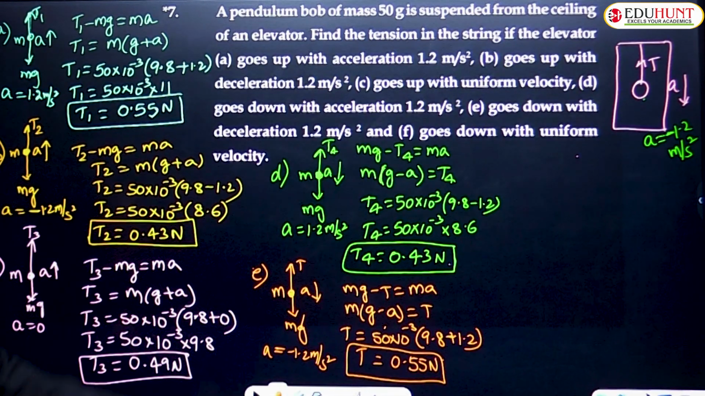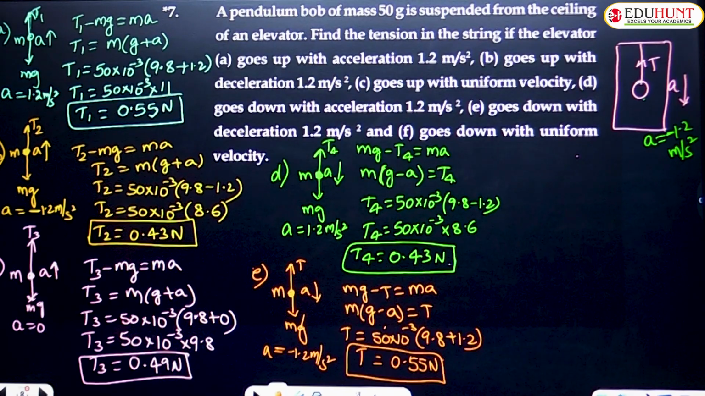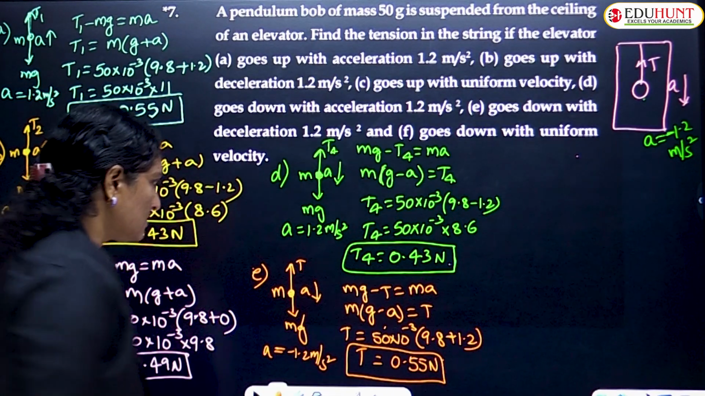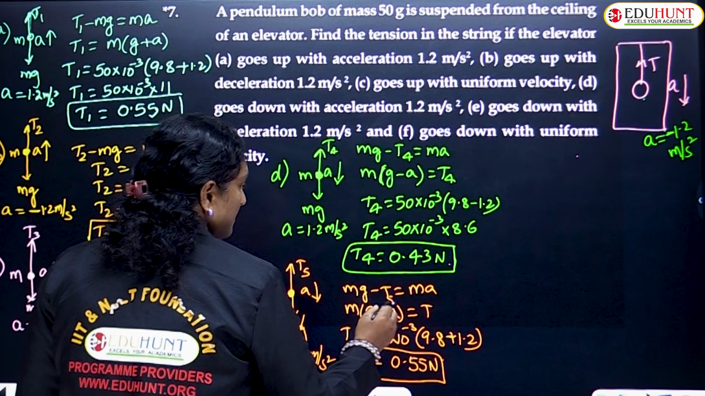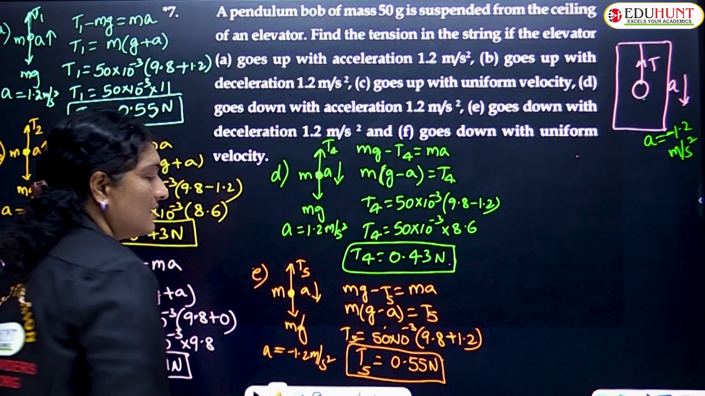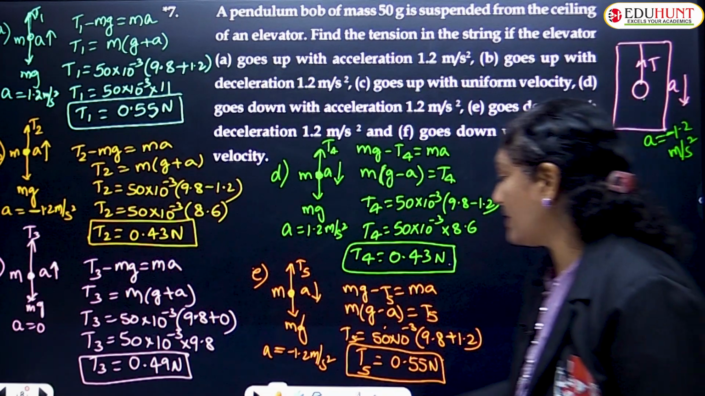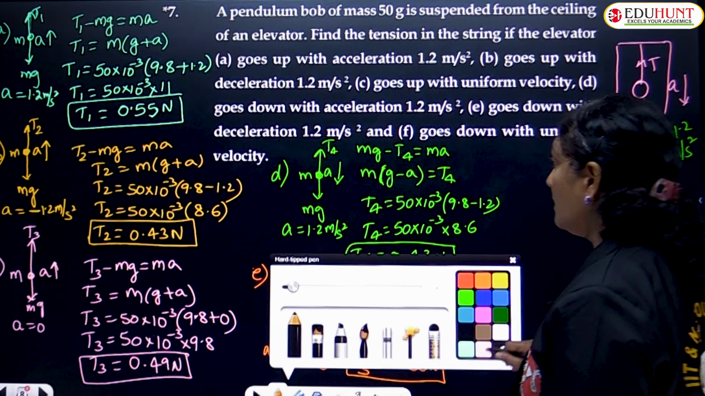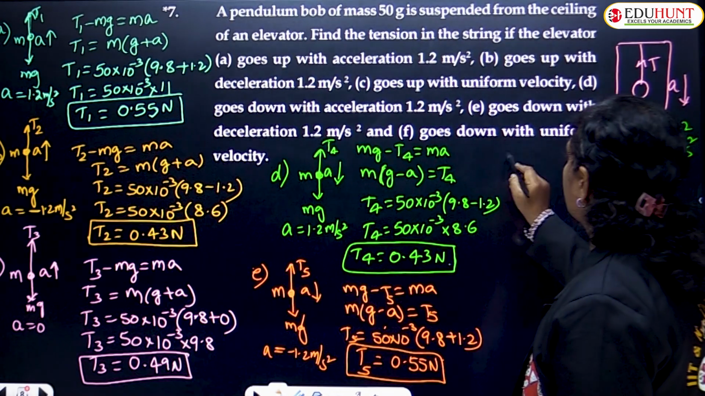So whenever the lift moves downwards with deceleration of 1.2 meter per second square, the tension in the string, name it as T5, created will be 0.55 newtons. So now the last part of the question, children. Going ahead, F. So moving to the next case.